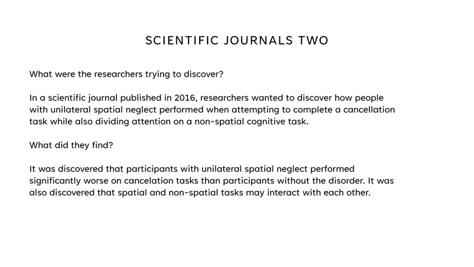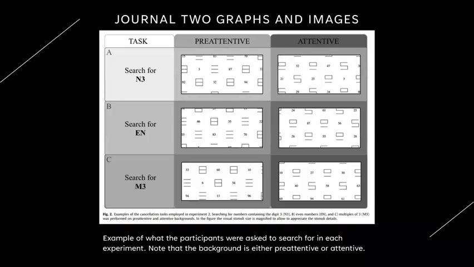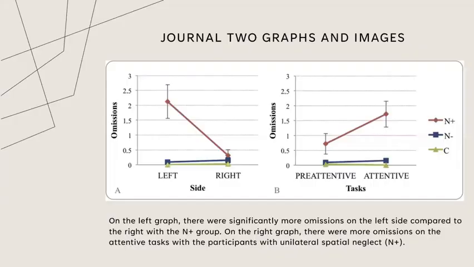This study showed that pairing a non-spatial task with a cancellation task can slow down the performance of participants with unilateral spatial neglect. Just to make it more clear, this is what the participants were doing. In the first task, they searched for the number 3. In the B task, they searched for even numbers. And in the third task, they searched for multiples of 3. And it was either pre-attentive or attentive for the background.